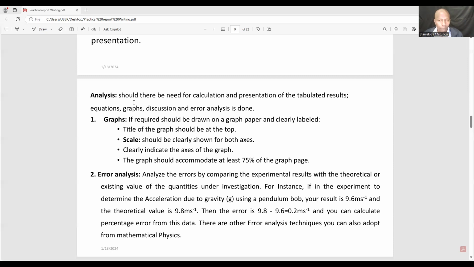And if you can remember very well, within your manual, you were given how to analyze errors. We have the absolute error, we have the fractional error. Then at long last, you are supposed to have the percentage error, since within error analysis, we are supposed to compare everything using the percentage error. The error will be 0.2 meters per second squared. So that one is giving you the absolute error. And you can now calculate the percentage error from this data. There are other error analysis techniques you can also adopt from mathematical physics or even in the guide you are given in the manual.